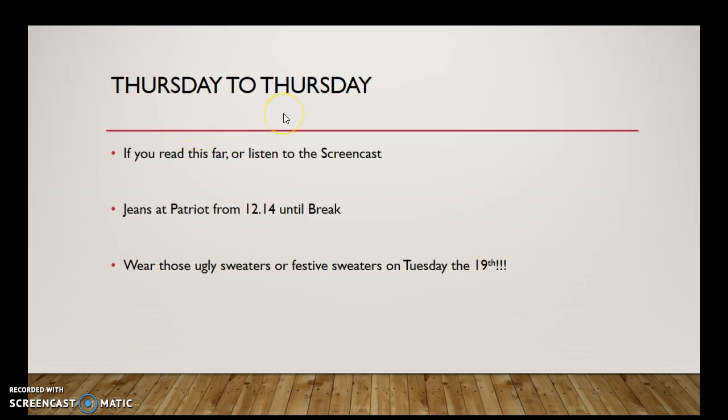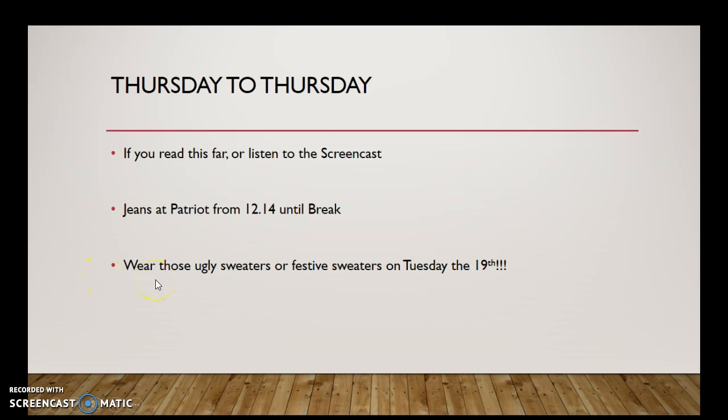Thursday to Thursday. If you read this or you make it this far in the screencast, there will be a jeans day at Patriot every day from 12:14 until break. So if you read this, congratulations to you. Go ahead and wear your jeans. You don't need a sticker. You don't need anything. Show up, do your job, and wear jeans.